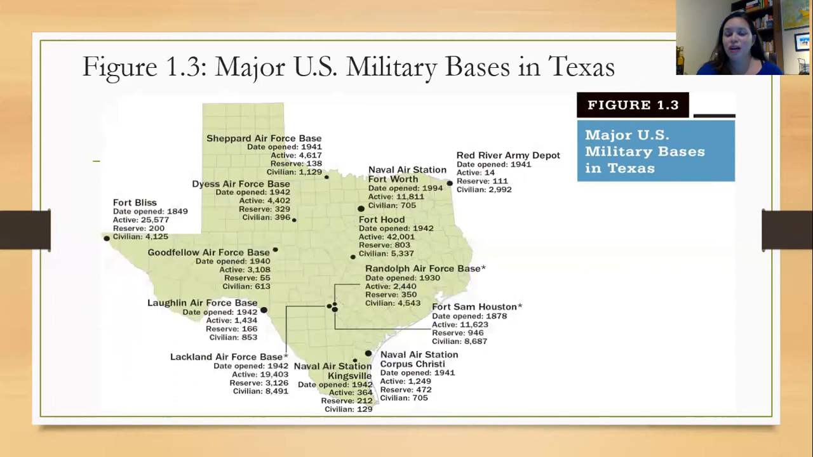This has different years that you might want to look at, and the number of civilian employees employed by a particular base. You can see Fort Sam Houston at one point had 8,687 civilians employed. Obviously, the numbers change as the bases expanded. And you can see Fort Bliss opened in 1849, and it has 4,125 civilian employees. So clearly, military bases provide civilians with quite a bit of jobs.